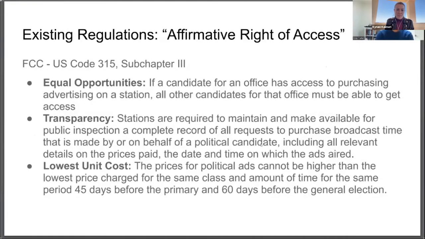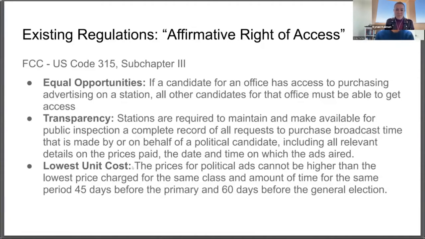In the US, there is a broad set of regulations governing political advertising on traditional media, and I will give a brief overview here. Firstly, there is a piece of regulation that wants stations to ensure that if a candidate for a particular office has access to buying ads on their platform, all other candidates should also have access. And all stations are required to maintain and make available for public inspection a record of all political ad purchases and requests of political ad purchases, including prices paid and the date and time of the ad.